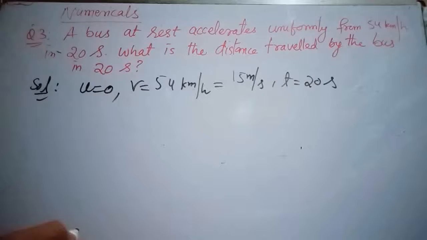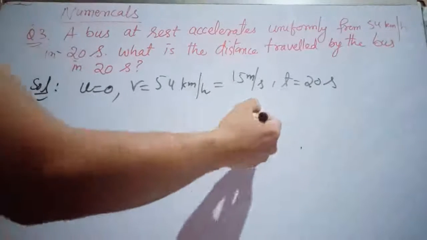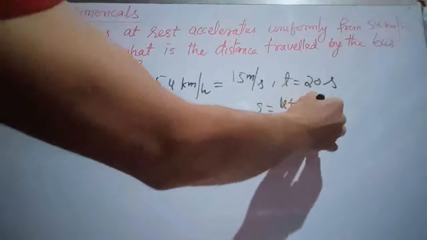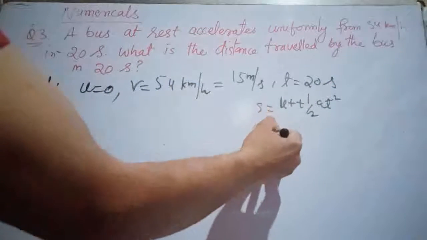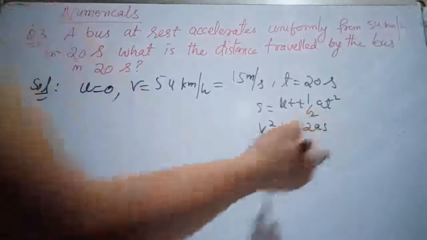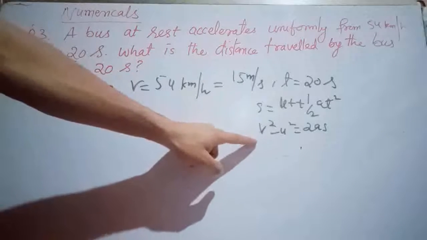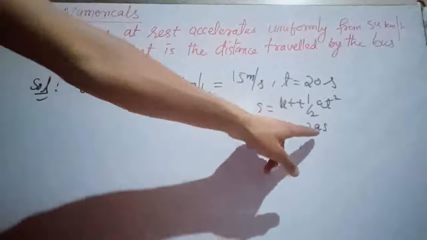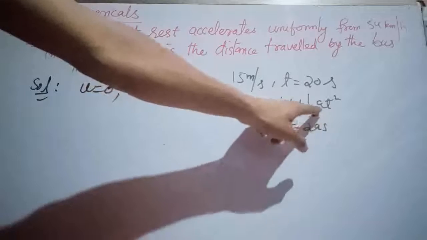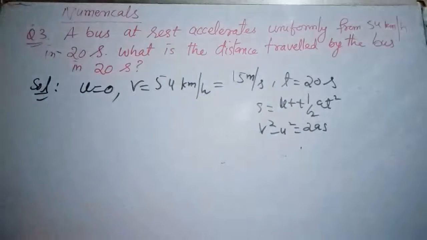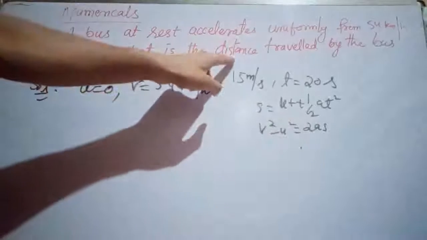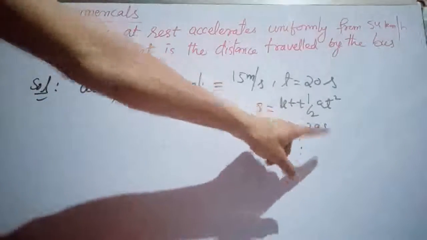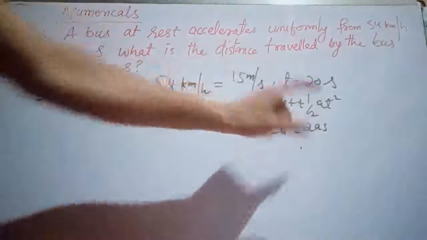Look, we have two equations to find the distance. One is s equal to ut plus half of at square, and another one is v square minus u square equal to 2as. We have these two equations to find the distance. But in these two equations, as you can see, acceleration is there. So without acceleration, we cannot find the distance. To find the distance, we have to find the acceleration first. So let me find the acceleration first.